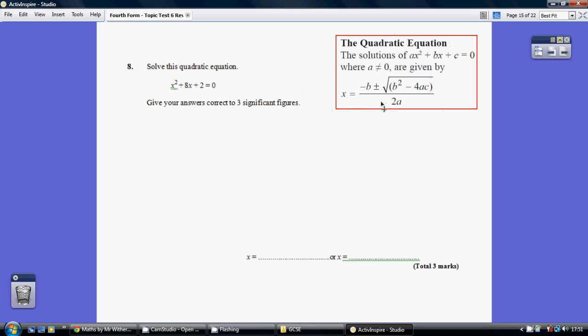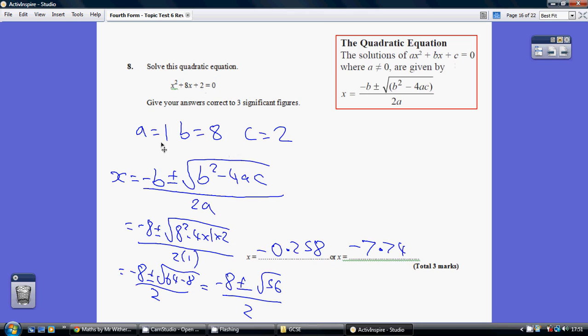Okay. Now they're telling you that a is the number in front of x squared, b is the number in front of x, and c is the number on the end. So in other words, a is 1, b is 8, and c is 2. So we just substitute these into the given formula. So that gives us this, which simplifies to this, and getting our calculator out, we get these two solutions.